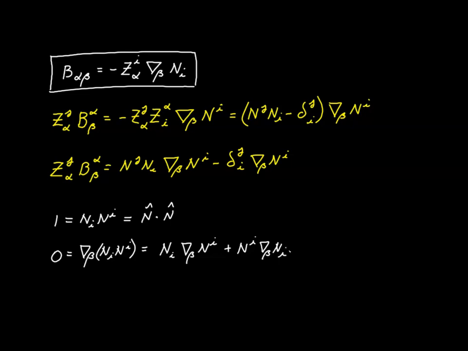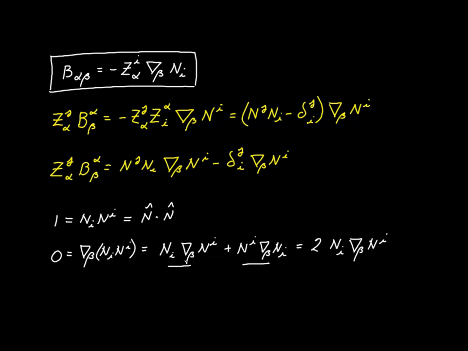Okay, but now remember that we can always flip-flop the indexes on a dummy index. So if I lower this index and raise that index, I get the same expression that I have here. So these two terms are identical. It's just that we've got the dummy indexes in the opposite position. So that means that the whole thing is equal to 2 times Ni times the covariant derivative of Ni in the upper position.